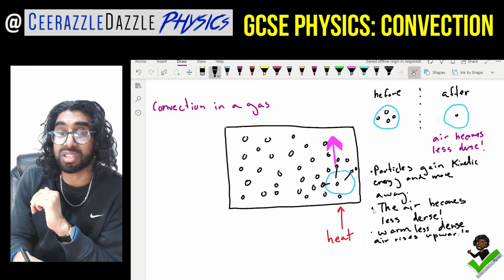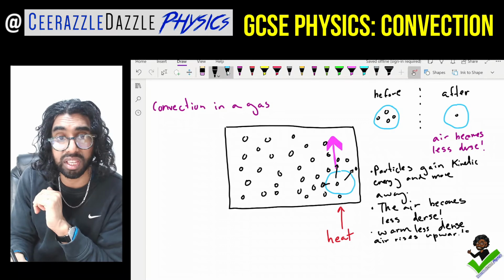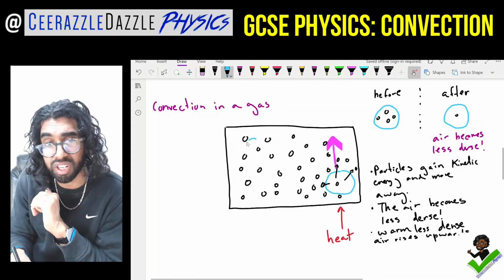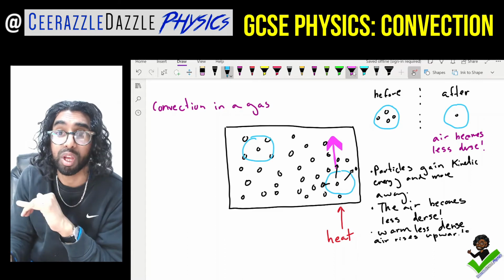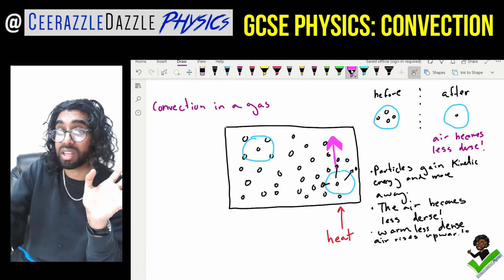But what about the opposite side now? So now let's just talk about these bits over here. In comparison, this region, compared to the other region, will be more dense. So we know that the less dense air will rise upwards.